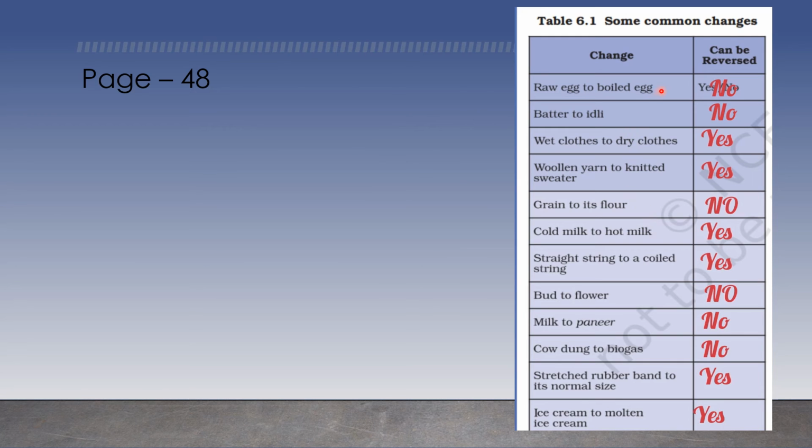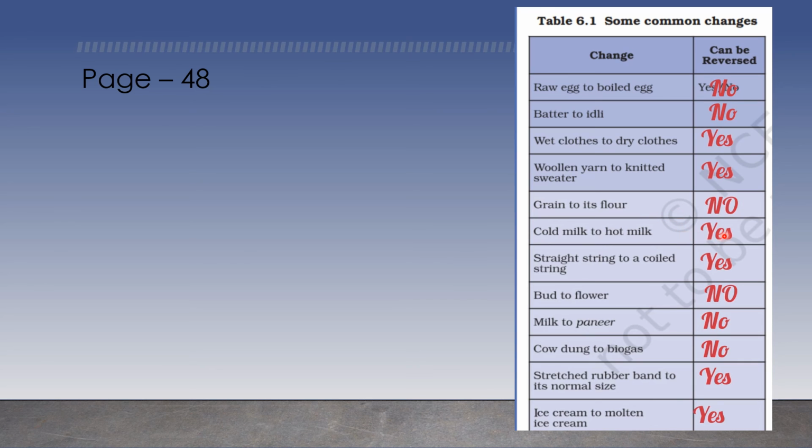Now raw egg to boiled egg. Can it be reversed? No. Batter to idli. Again, this cannot be reversed. Wet clothes to dry clothes. Yes, this can be reversed. You can make them wet again. Woolen yarn to knitted sweater. Again, yes, you can pull the yarn and get the yarn back from the knitted sweater. Now, grain to flour. No, once you have ground the grain, you cannot get the grain back from the flour.